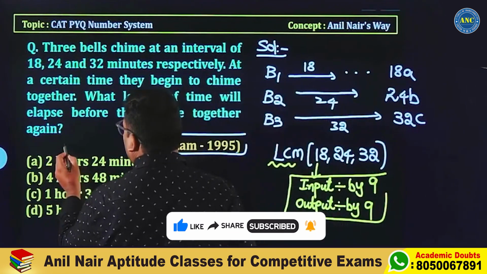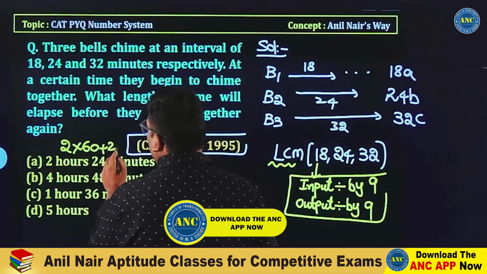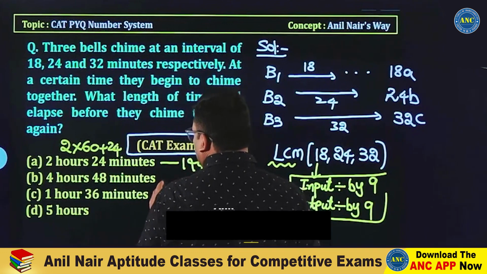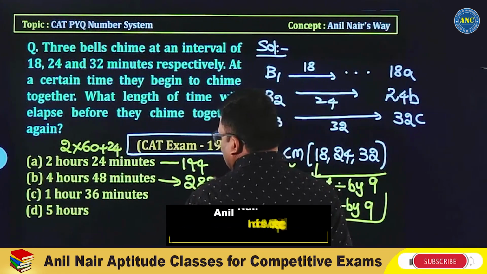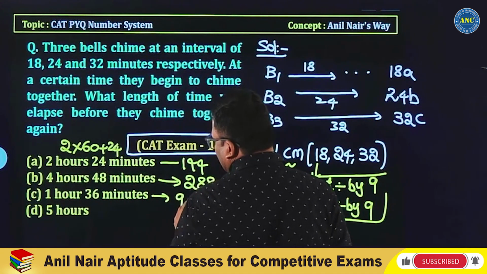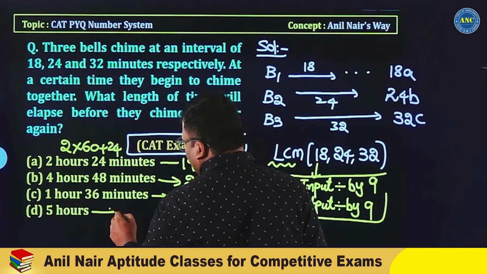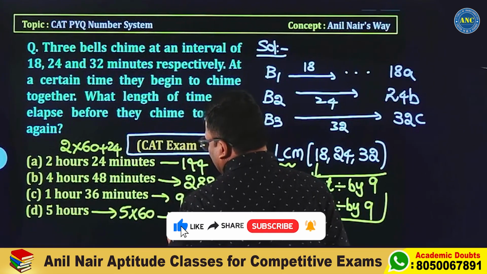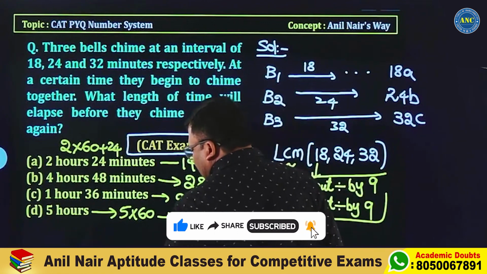Ours is 60 minutes. 2 into 60 plus 24: 120 plus 24, it is 144 minutes. 4 into 60, 240 plus 48, 288. 1 hour is 60 minutes, 60 minutes plus 36 minutes, 96 minutes. 5 into 60 is 300 minutes.